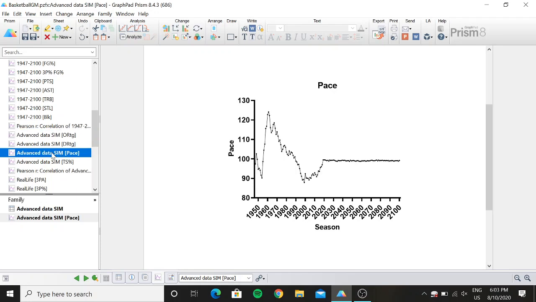If we look at pace, this is very resembling of what real life was. In 1960, that was by far the highest pace, and the lowest pace was in the Jordan era, which makes all his scoring titles and all his stats even more impressive. And then pace has slightly started to pick up to where we're at similar levels of the 1970s, which is fair, which is close to what it is today.